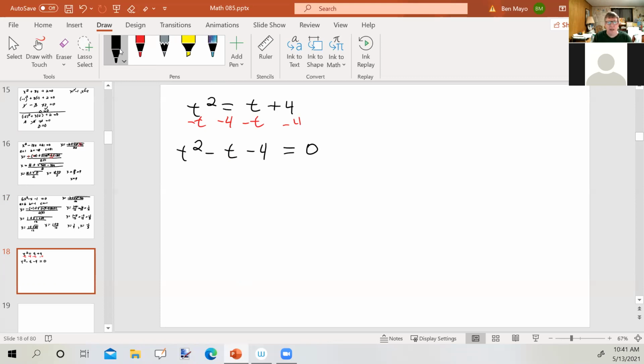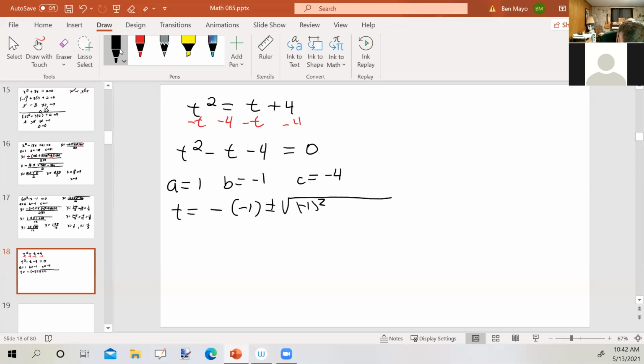It's important that you have the equation in standard form, descending powers of the variable, before you extract a, b, and c. Okay, so now a is 1, b is negative 1, and c is negative 4. So t equals negative b plus or minus the square root of b squared minus 4ac all over 2a.